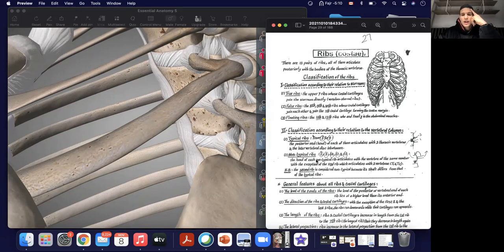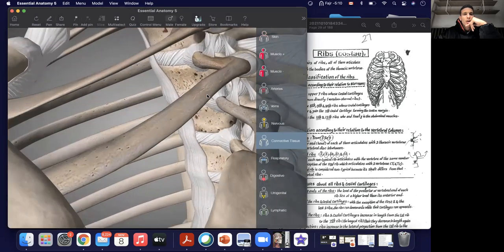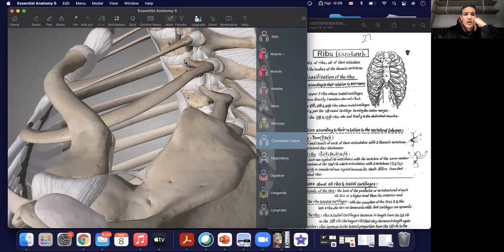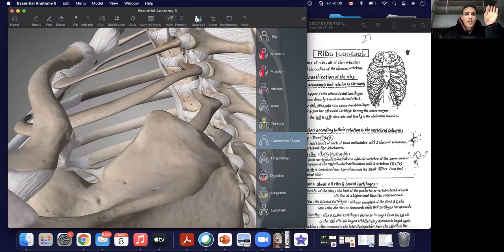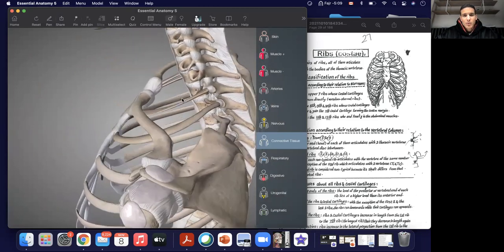Now, a non-typical rib, such as 1, 2, 10, 11, and 12, the head of each non-typical rib articulates with the vertebra of the same number, with the exception of the second rib, which articulates with 2 vertebrae. So just focus on 1, 10, 11, and 12. They don't do this arrangement. They do not articulate with the top, bottom, and the intervertebral disc between, but instead, what they do is just articulate with that one thoracic vertebra itself.